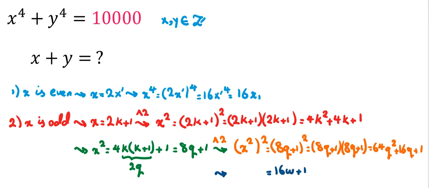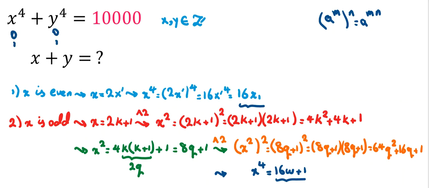x to the 2 to the 2: we know that a to the m to the n equals a to the mn by the power rule. So x to the 2 to the 2 is x to the 4. So the remainder when divided by 16 is 0 or 1. So the remainder here is 0 or 1.